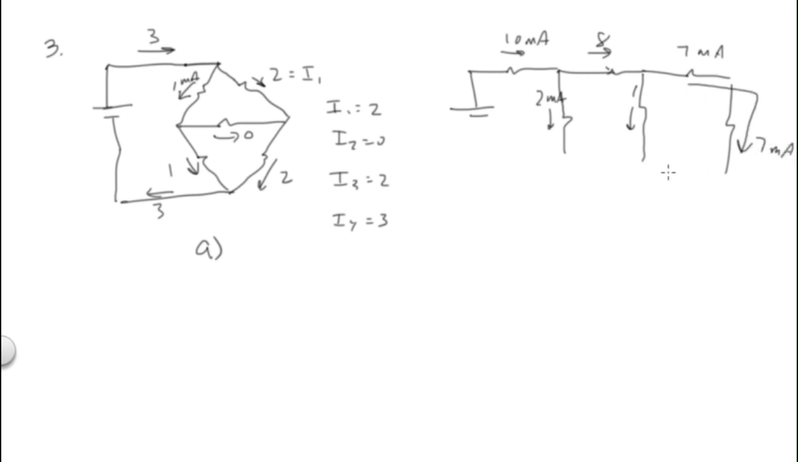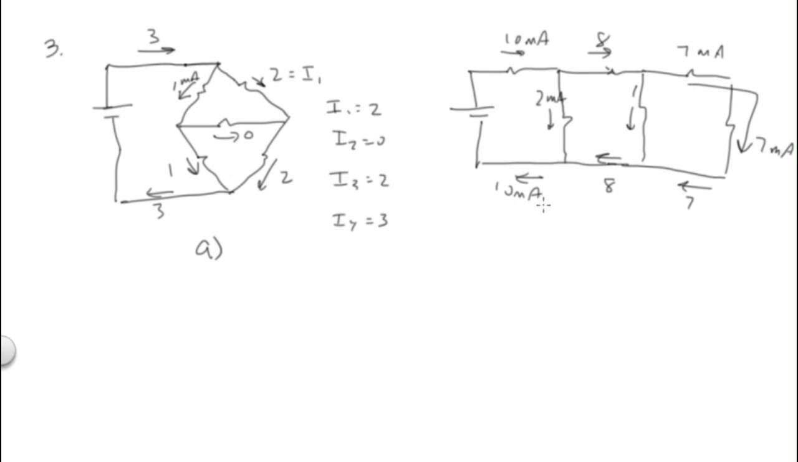Can't go anywhere, so it's got to be that. And I4 has got to be 7, so it's going to be 7 over here. 7 plus 1 is going to be 8. So I5 is 8 right here. And then 8 plus 2 is what? 10.